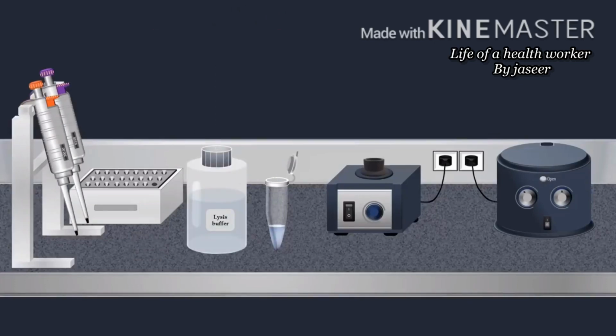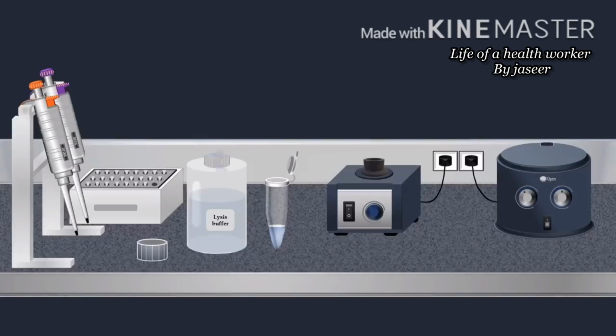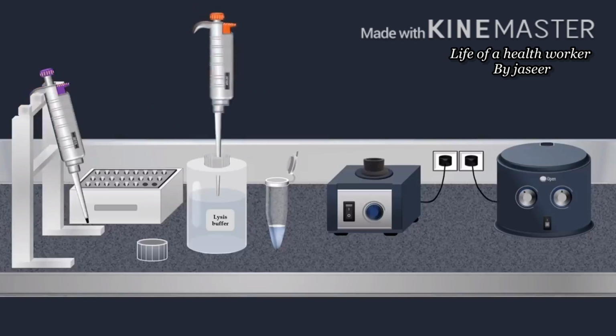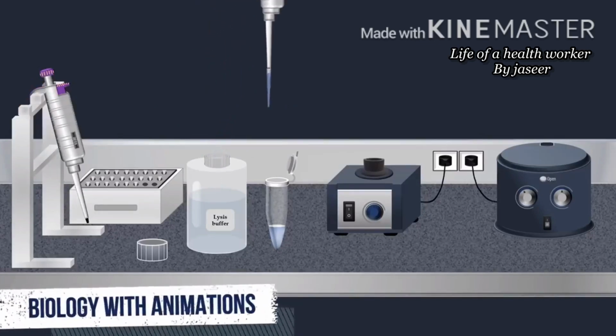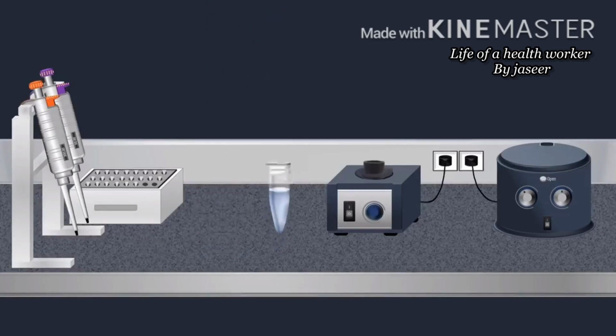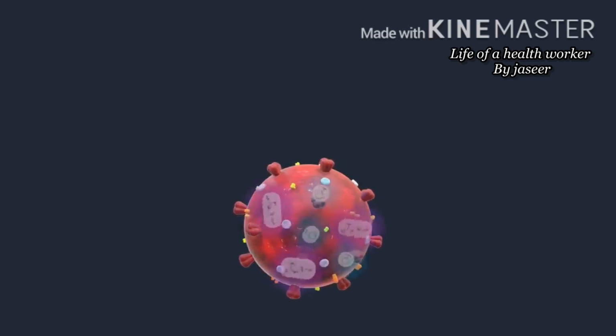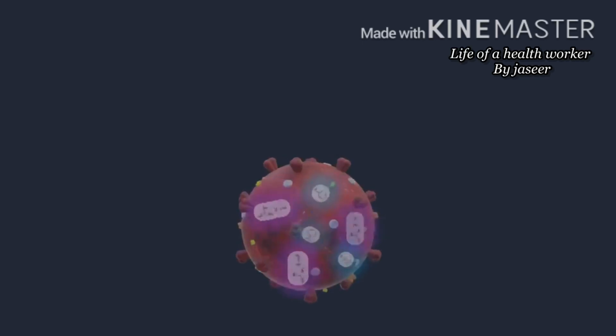This buffer is highly denaturing and usually consists of phenol and guanidine isothiocyanate. Also, RNase inhibitors are usually present in the lysis buffer to ensure isolation of intact viral RNA. Once the lysis buffer is added, the tube is mixed by pulse vortexing and incubated at room temperature. Then the virus is lysed under the highly denaturing conditions provided by the lysis buffer.